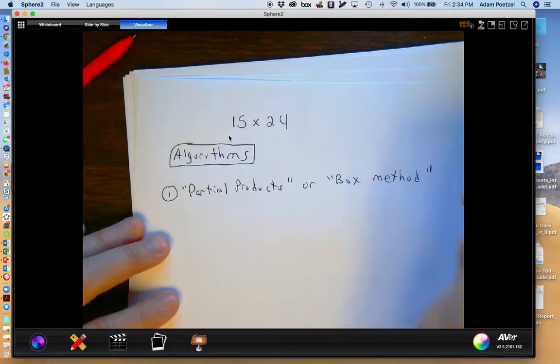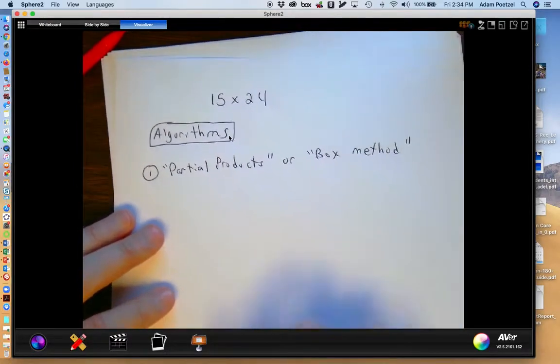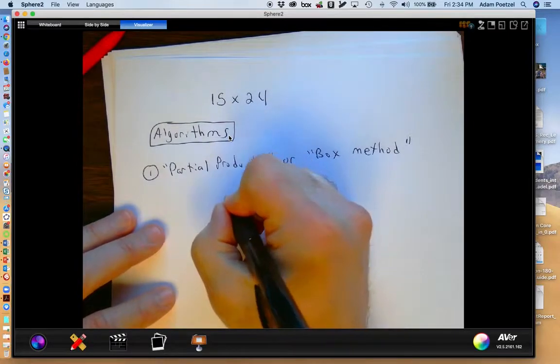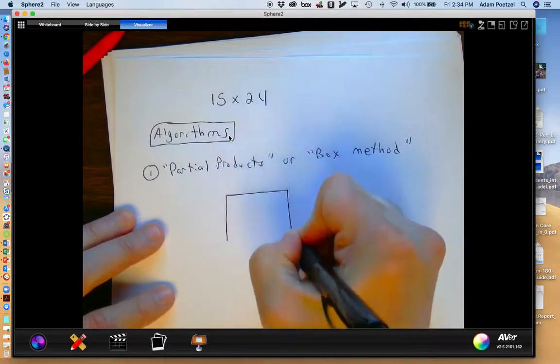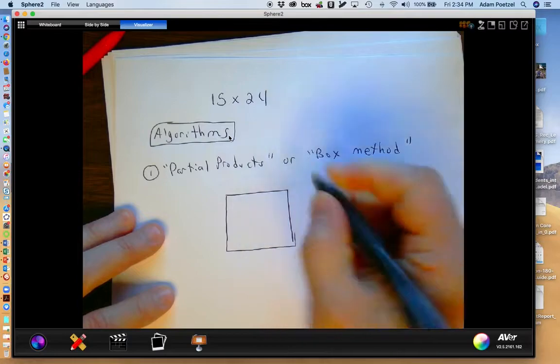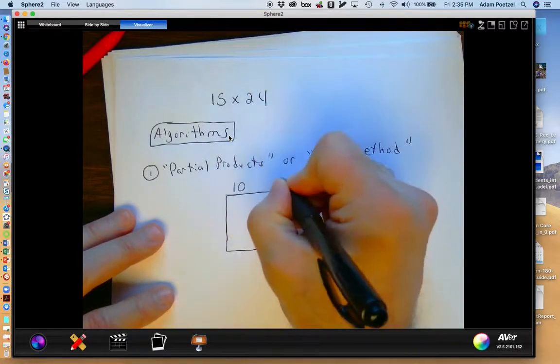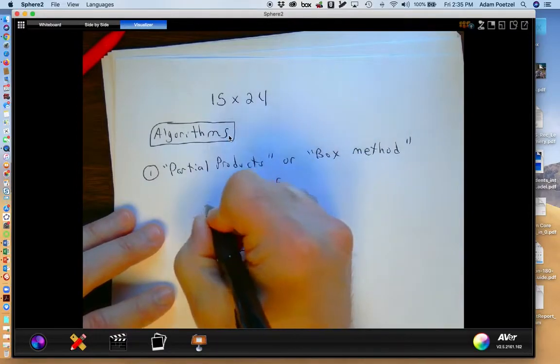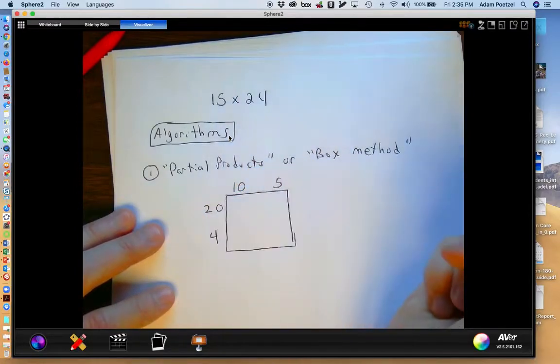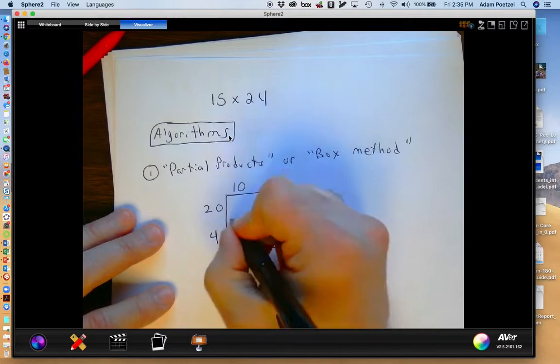And it's the same thing as the break apart method. We're just going to do it in 2 dimensions now. So 2-digit numbers, we basically are going to take a look at it and realize that 15, again, we could partition into a 10 and a 5 by place value, and the 24 into a 20 and a 4. So we always start just by place value partition.